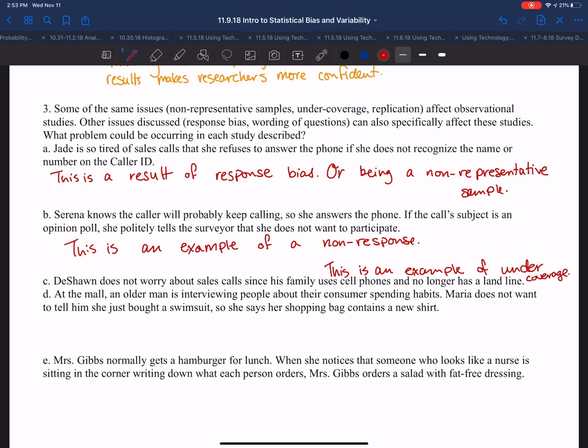Okay. D says, at the mall, an older man is interviewing people about their consumer spending habits. Maria does not want to tell him that she just bought a swimsuit, so she says that her shopping bag contains a new shirt. So this is an example of a response bias. She doesn't want to give away certain information, so she lies as a response. So this one's just going to be another response bias.